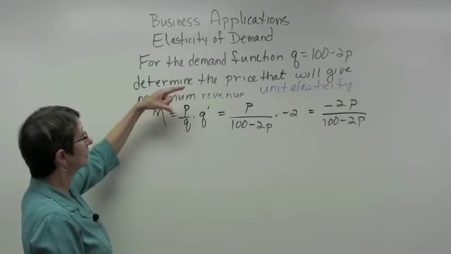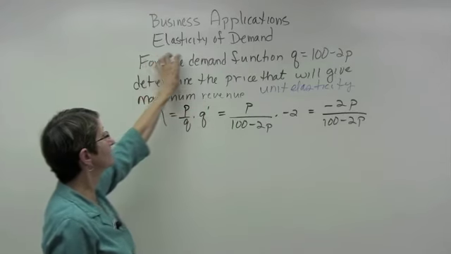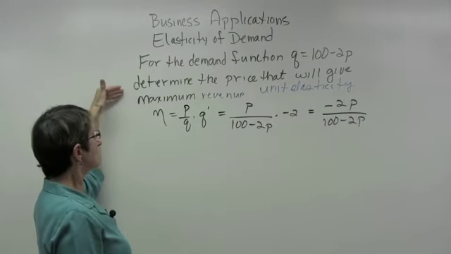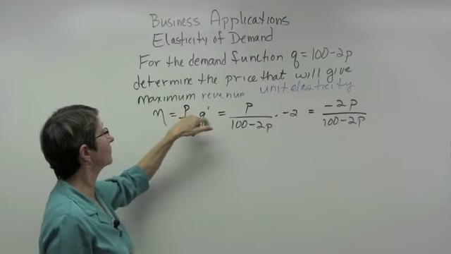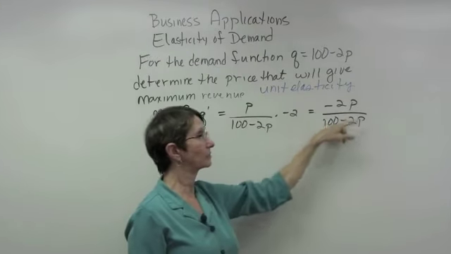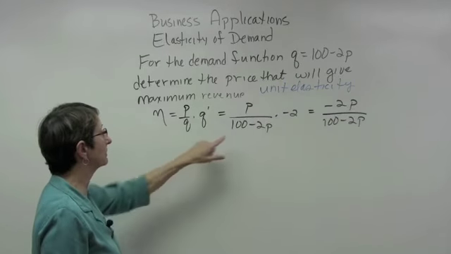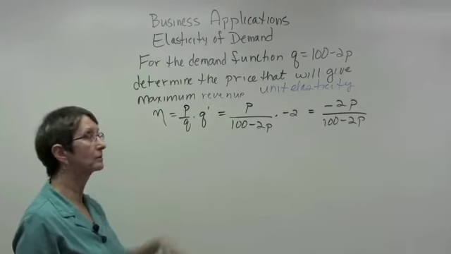And it's possible that you could have a question that didn't tell you what the demand function was. That would just tell you, determine the price that will give maximum revenue if this is what you've got. You could probably figure out the demand function from the formula.